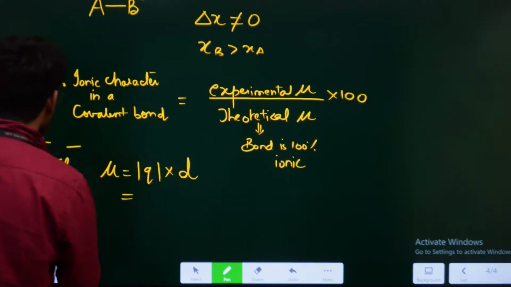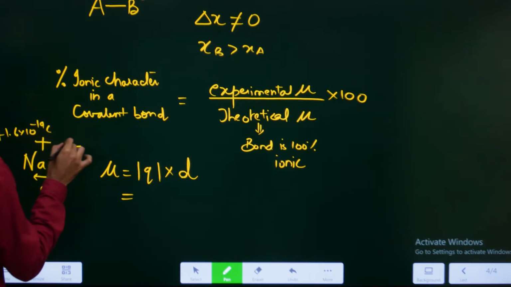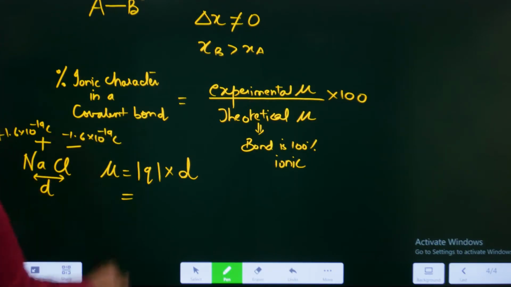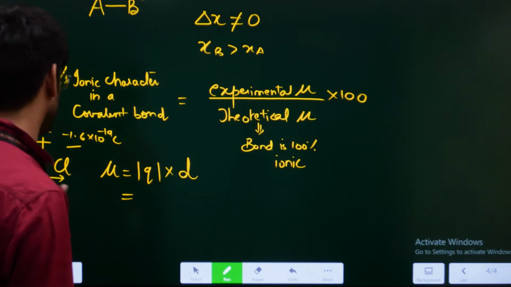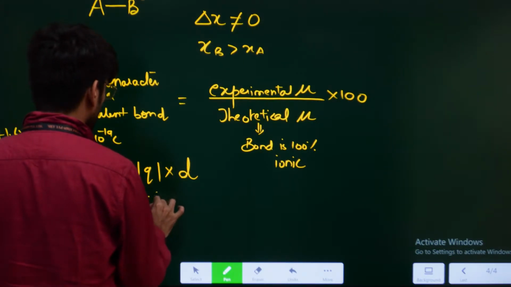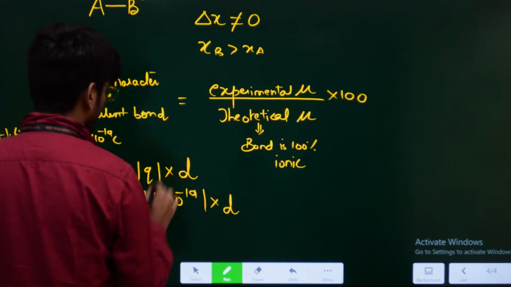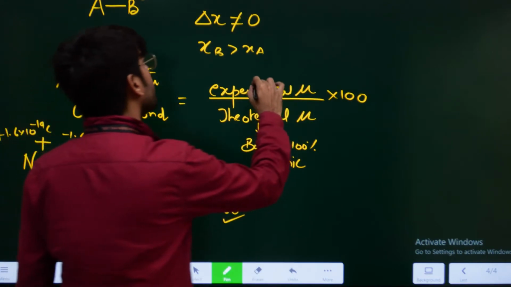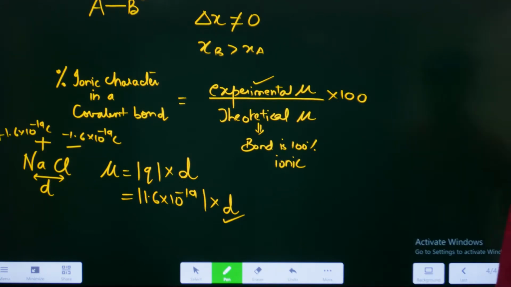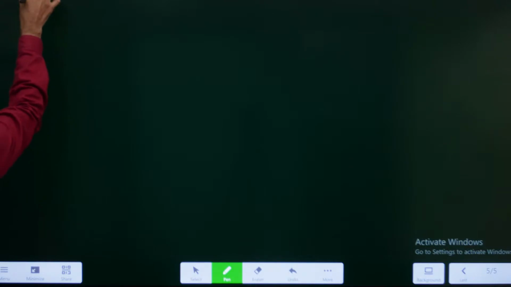Now, can I say that this charge is plus 1.6 into 10 to the power minus 19 coulomb, and this is minus 1.6 into 10 to the power minus 19 coulomb? Yes or no? So, this is basically 1.6 into 10 to the power minus 19 into d. D will be given in the question, experimental mu will be given in the question, and you can easily find out the percentage ionic character.